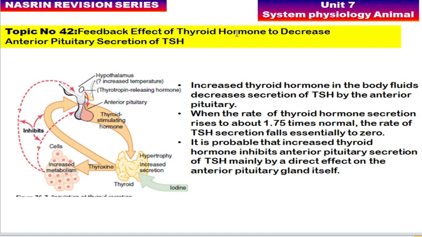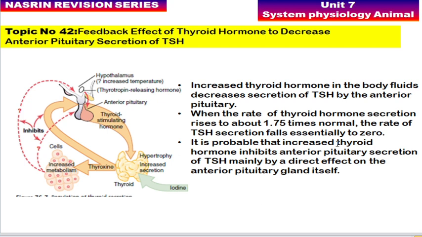whereas the V1 receptor, which is present on vascular smooth muscle, uses phospholipase as a second messenger. Next, the feedback effect of thyroid hormone to decrease anterior pituitary secretion of TSH. An increase in thyroid hormone in the body fluid will ultimately decrease the secretion of thyroid stimulating hormone by the anterior pituitary. So TSH is produced by the anterior pituitary, whereas thyroid hormones like thyroxine are produced by the thyroid gland. When the rate of thyroid hormone secretion rises to about 1.75 times normal, the rate of TSH secretion falls essentially to 0.